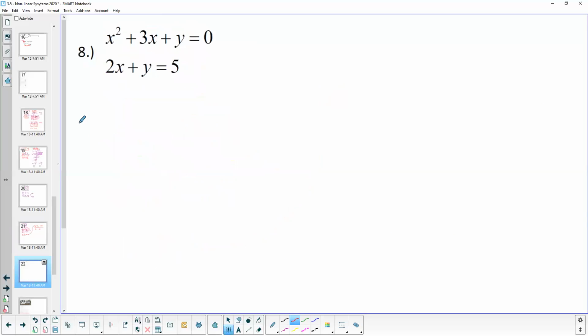Lastly, number 8, also using substitution. And so looking at these two equations, this is clearly the more complicated of the two. So I'm going to focus my early attention on this guy. And what you want to do is isolate a variable. Pick the variable that doesn't have a number out in front of it, which in this case is y. And my goal is I want to get y by itself.